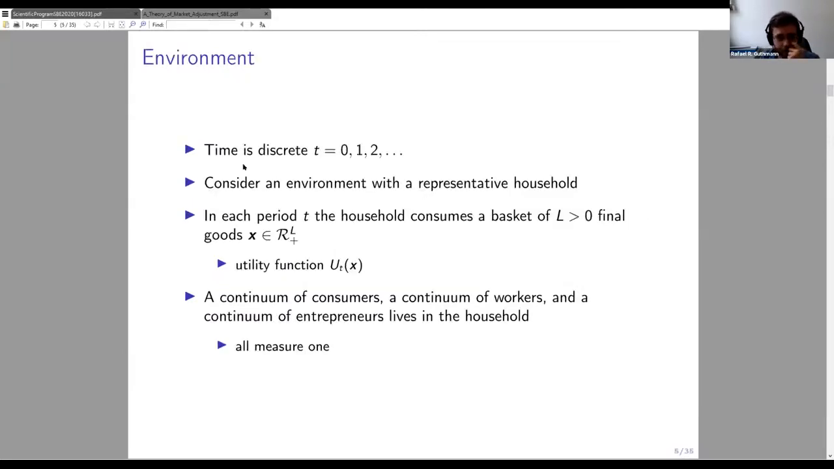So I assume that time is discrete. I consider an environment with a representative household. The representative household consumes a basket of L final goods and has a utility function in each period. This representative household is inhabited by a continuum of consumers, workers, and entrepreneurs inside the household, of measure one. So what are these consumers, these workers, and these entrepreneurs?